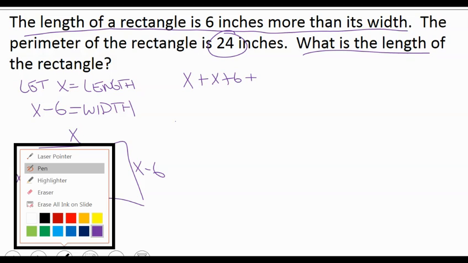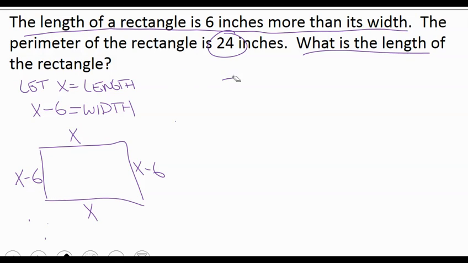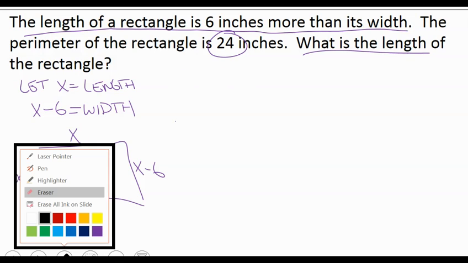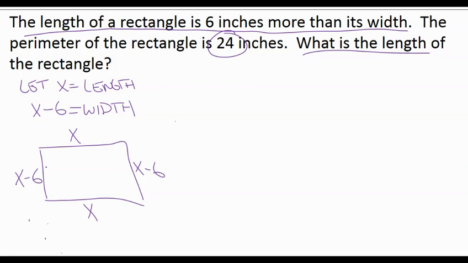My board's being weird. Erase. All right, that was a mistake by me, intentional. Make sure you were paying attention. So I need to break down my sides. My first side is x. If I work my way around, I've got an x minus 6, then I have another x, then I have another x minus 6. So that's the 4 sides of the rectangle, and that has to equal 24.